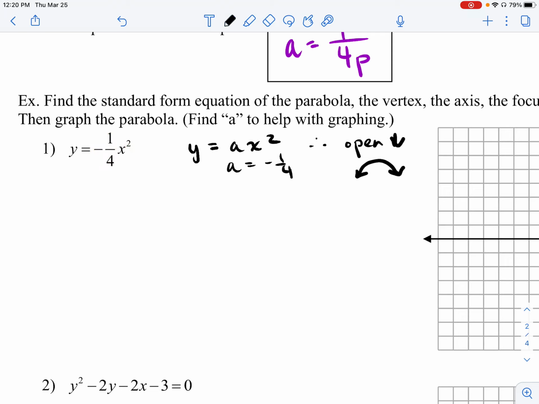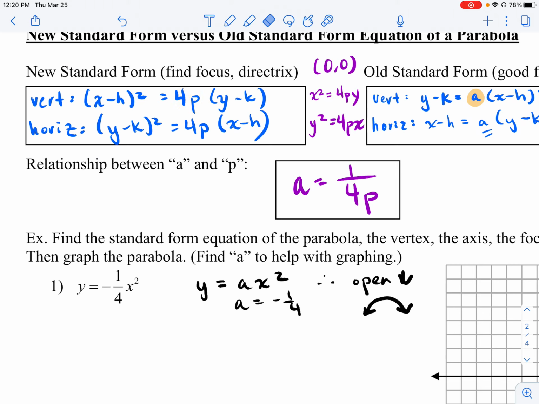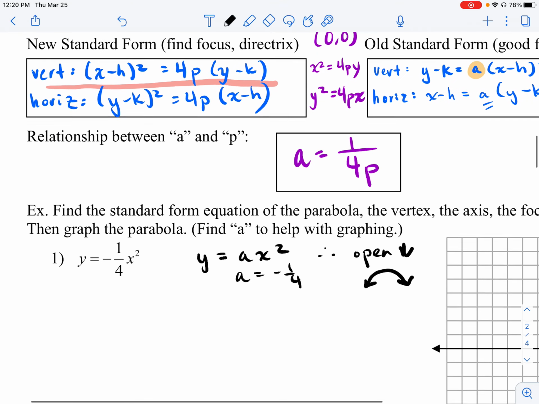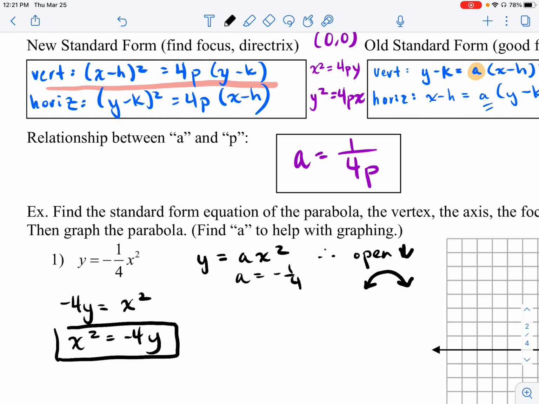Let's start thinking about, all right, how would we write this in our new standard form? Well, we want this to look like what we have up here. And we know, again, that this is vertical in this particular case, so we want to have our x value squared by itself, isolated. Here we're going to multiply both sides by -4. So we say -4y is equal to x squared. So to be cleanly aligned with what I have written up there, we'd say x squared is equal to -4y. And that's it. This is a pretty simple problem, actually.